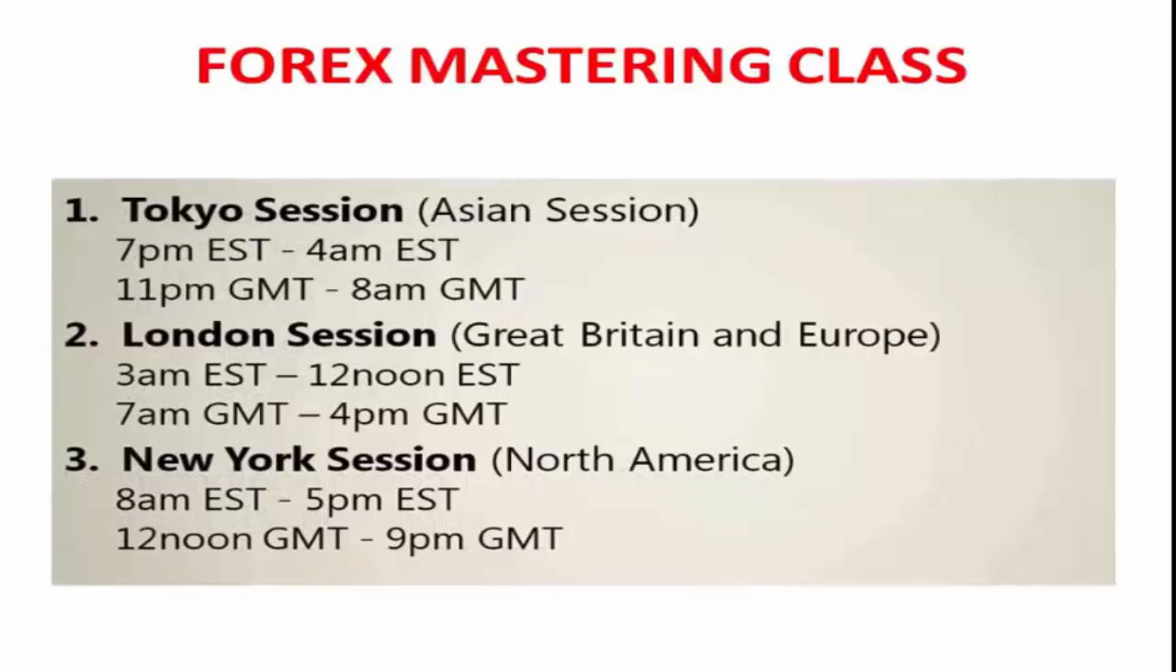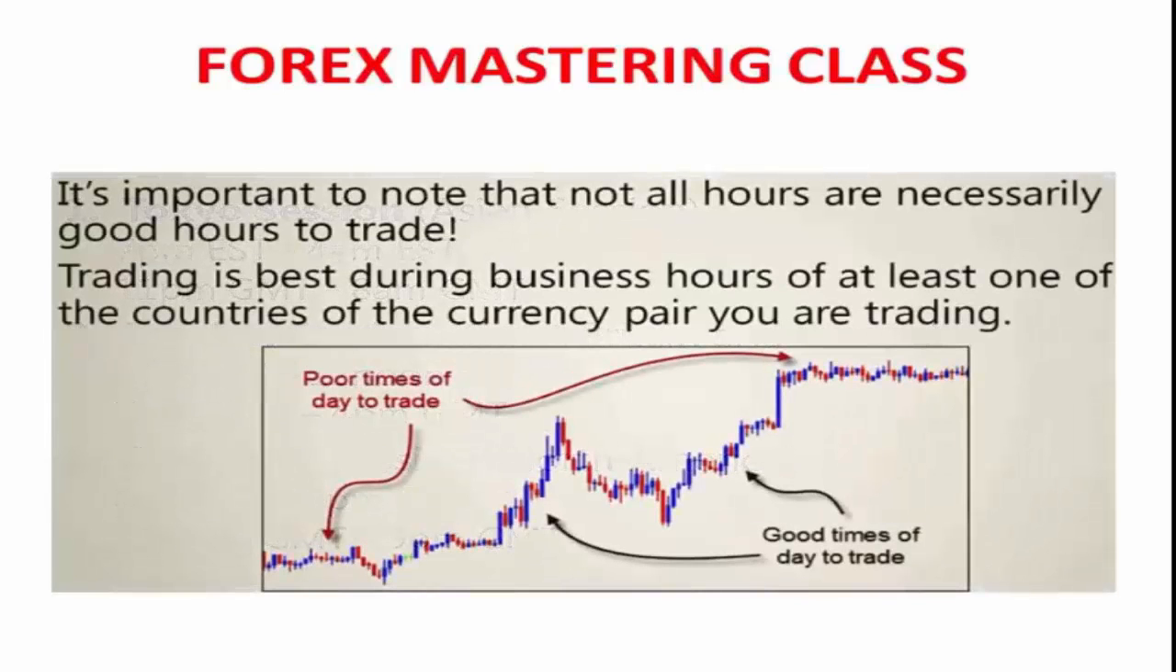The Tokyo session, which is also called the Asia session, is between 7 p.m. Eastern Time and 4 a.m. Eastern Time, which is the same as 11 p.m. GMT to 8 a.m. GMT. Then we also have the London session. These are the major sessions, the Great Britain and Euro session, which starts at 3 a.m. Eastern Time to 12 Eastern Time, then 7 p.m. So these are the major sessions being traded.